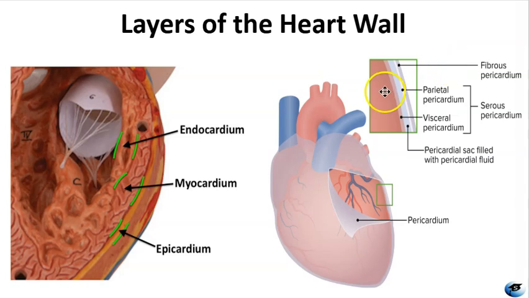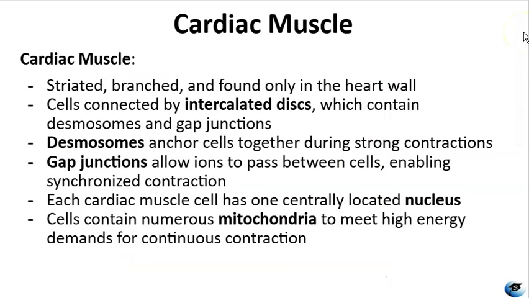This is a more detailed look at the pericardium and the pericardial sac and all of those layers that we just talked about. You see you have the sac on the outside, and then you have this layer just inside where all of the blood vessels are. Let's look a bit more at cardiac muscle and the specialized tissues that make up the heart wall.